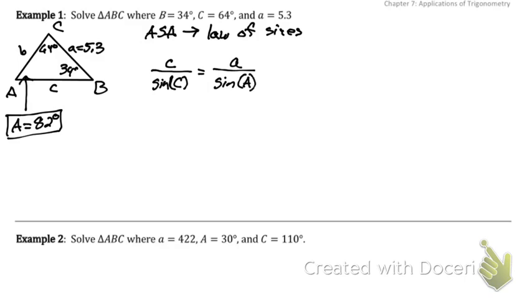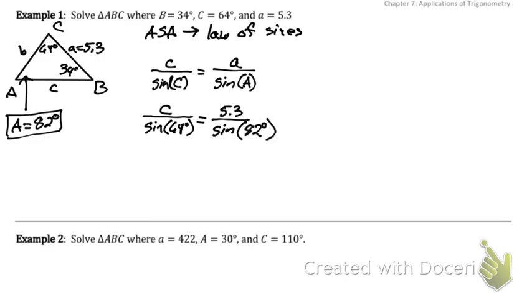Well, we don't know C. We don't know side C. That's what we're looking for. But we do know the angle opposite side C is 64 degrees. So we'll say that equals the sine of 64 degrees. Is going to equal, my A value is 5.3, and we'll have a sine of angle A. Angle A is 82 degrees.